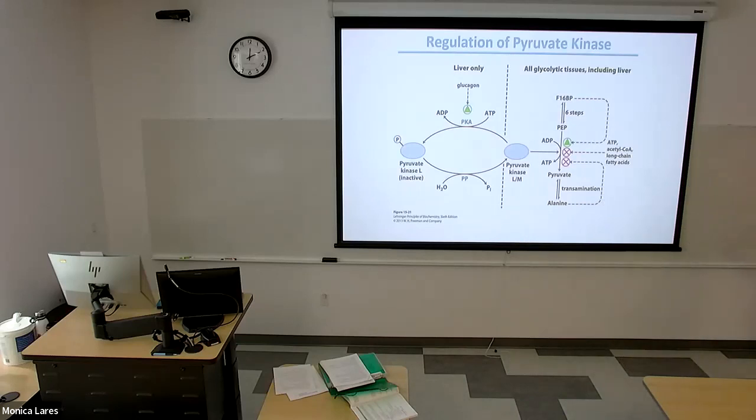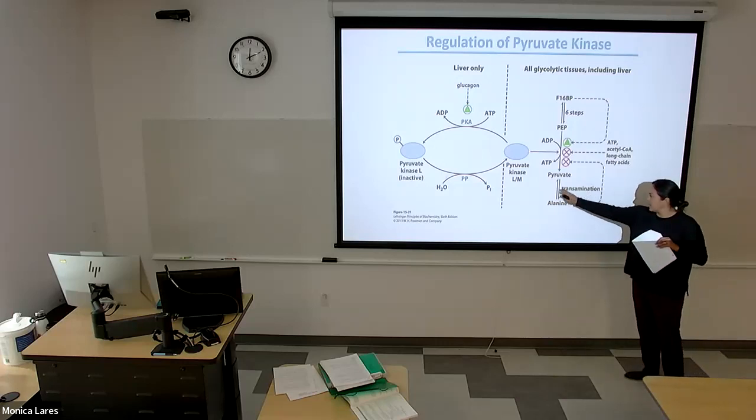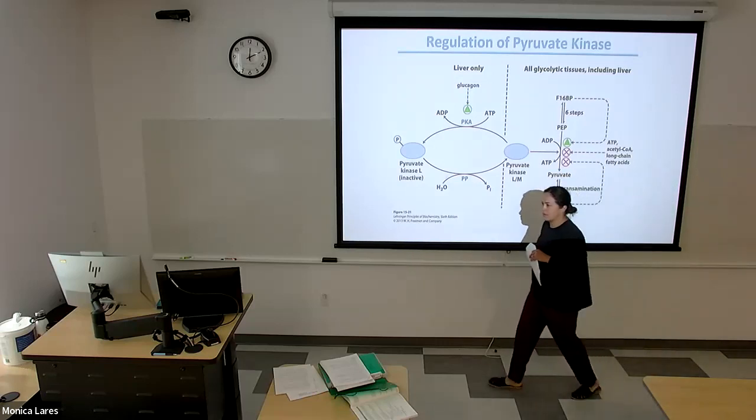Fructose 1,6 bisphosphate activates it. It's like a preview, letting you know we're coming down the chain, so get ready. It activates pyruvate kinase. And then we'll learn more about pyruvate and alanine when we start talking about amino acids.